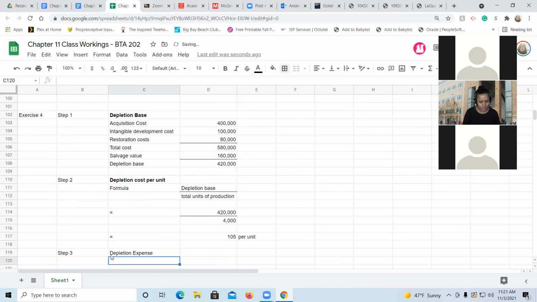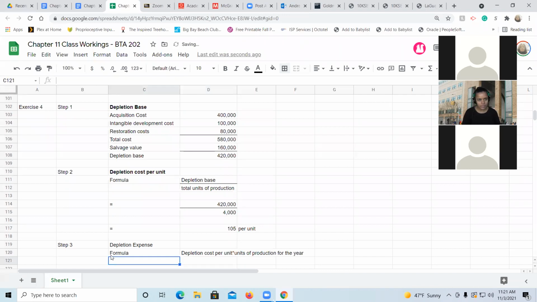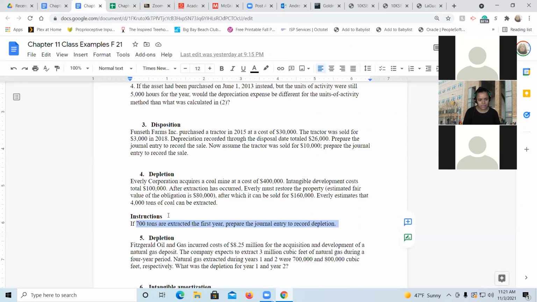Okay. And now the third step is where you can calculate depletion expense. This is also a formula. It's the depletion cost per unit multiplied by units of production for the year. If you look at the question, it says that 700 tons are extracted for the first year. So that's what you have to use.